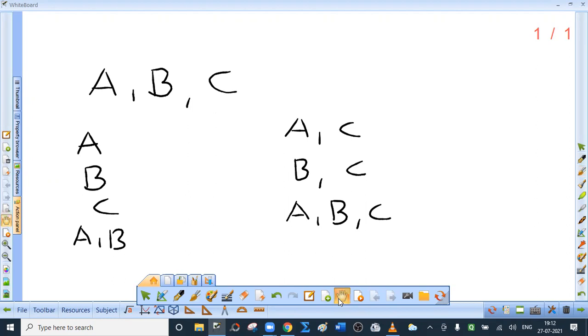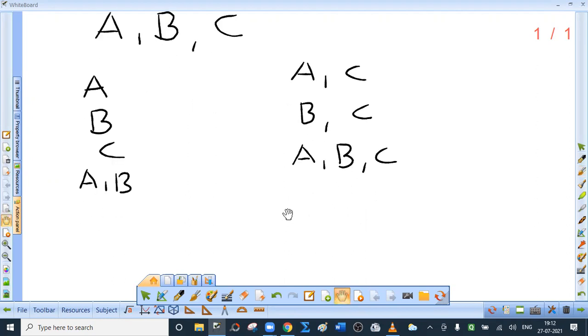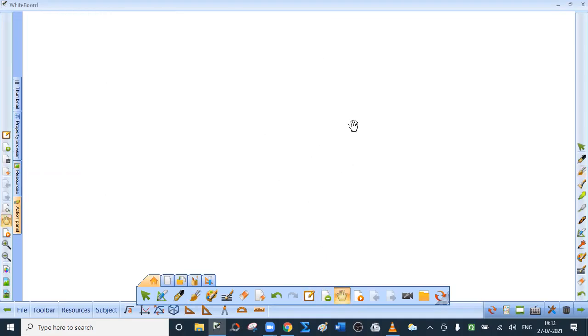Now, instead of considering these 7 cases, if we consider its complement, what is the complement of the problem is solved? It is the problem is not solved. Only one case: A cannot, that is A dash, and means intersection, B cannot and C cannot. Right? So in such cases, it is better to consider the complement of the original event.